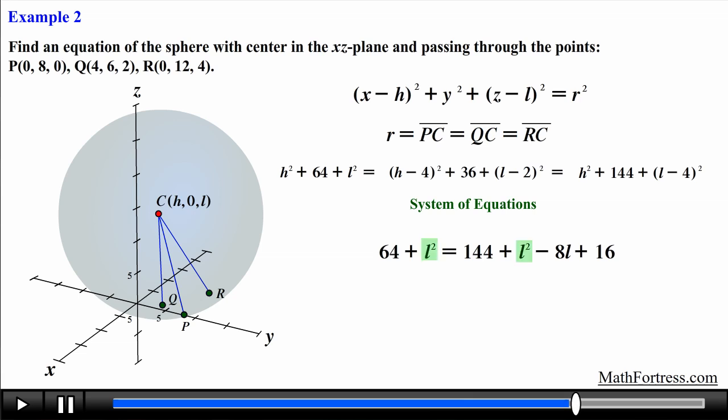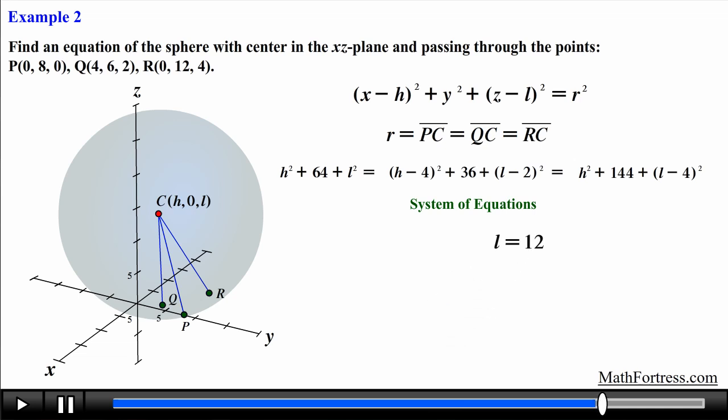Notice how we can also eliminate the L squared term, since it appears on both sides of the equation. Next, we go ahead and add like terms, moving the constant to one side of the equation, and the terms with the variables to the other side. Doing that, we have the following. Finally, we go ahead and solve for L. Doing that, we obtain L equals 12.